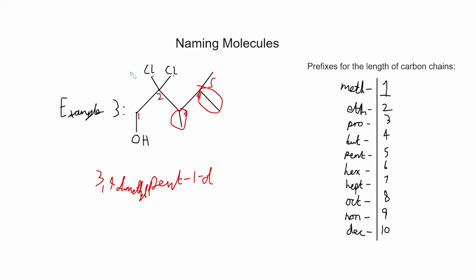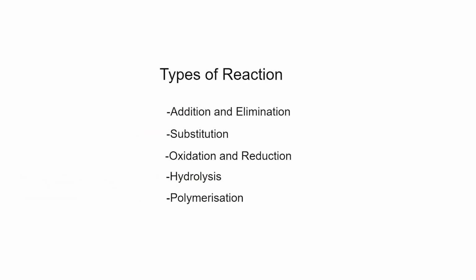Finally, we just need to know the locations of these 2 chlorine atoms. Both of them are on the second carbon, so this is 2,2-dichloro-3,4-dimethylpent-1-ol. That was a lot. But fortunately, naming molecules comes easily with a bit of practice, and you'll be doing it constantly throughout this topic. It's finally time to move on to something different.